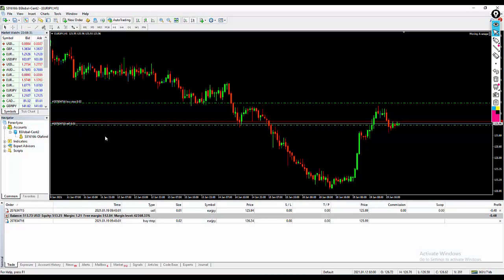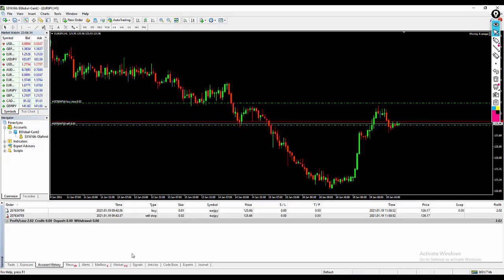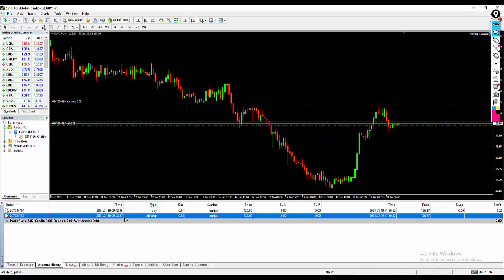Now, in the morning, we opened this trade, we opened those buy and sell as usual, and our forecast in the morning is that we are going to make profit towards the buying direction.